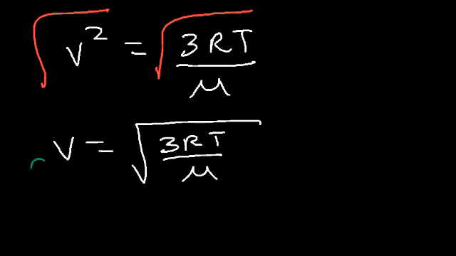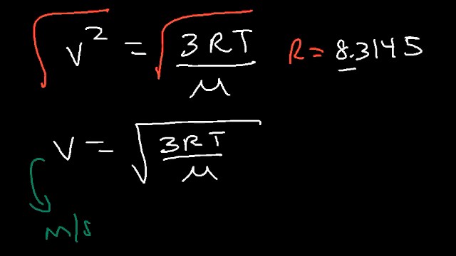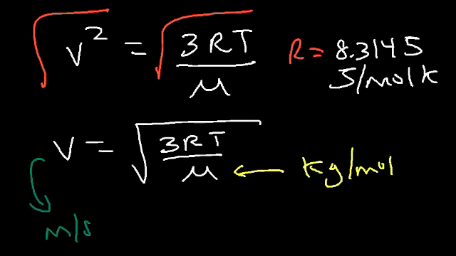Now the speed is usually in meters per second. So for this to work, you have to use the R value, not 0.08206, but 8.3145 joules per mole per Kelvin. The temperature has to be in Kelvin. Now the molar mass is not going to be in grams per mole. It has to be in kilograms per mole, because we use the equation kinetic energy is equal to 1/2 mv squared. And in physics, to get the kinetic energy in joules, the mass has to be not in grams, but in kilograms. So let's go over an example.